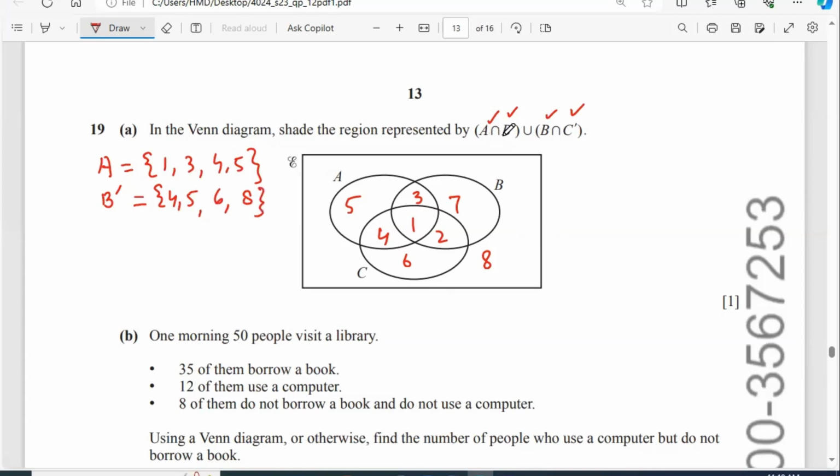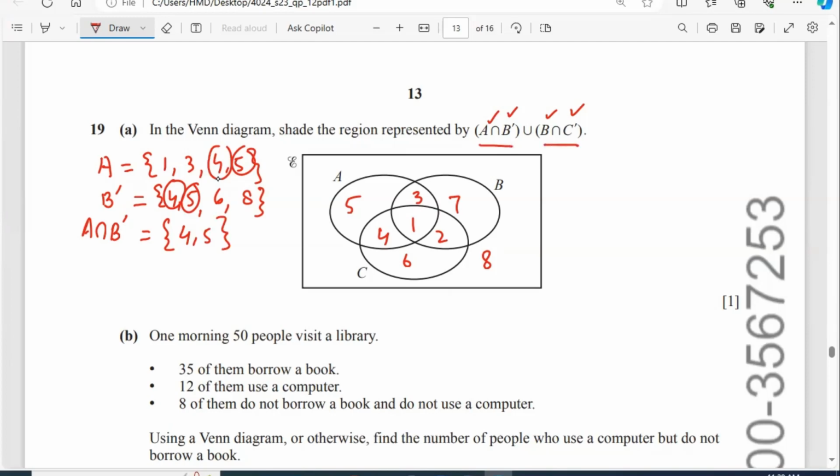Now A intersection B complement. What is common here? Intersection means to take the common part. 4 and 5 are common. Now find out B intersection C complement.